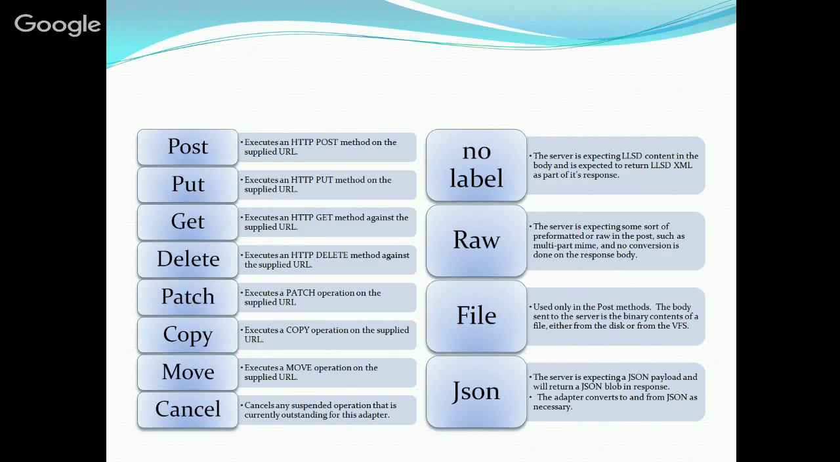You will also notice that sometimes there's just an undecorated version. There is a raw version. There's a file and a JSON version. The raw versions take and return an unprocessed binary LLSD object. File will handle either an OS file from the operating system, or a file from the virtual file system, VFS. And then JSON will translate any LLSD that's passed into a JSON object, and any JSON returned from the service into LLSD for us.